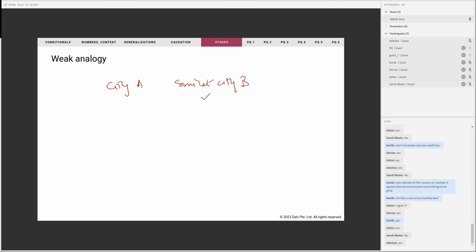Is that a way to strengthen? Like, you got some good results in city A. Is that a reason to believe that you'll get similar results in city B? Let me have a yes or a no on this. So you've got two similar cities. The first one enacted a policy, got good results. If city B also does it, then is that a reason to think that it'll get good results as well? Okay, Karthik is saying depends on context. Vansh is saying no. Advitya is saying no. Simran is no. Shoini is saying can be, but we need more support on this.